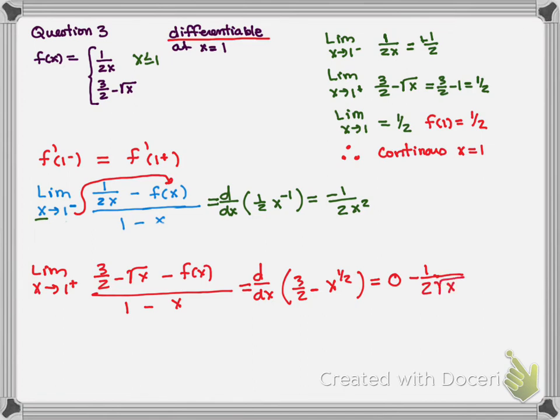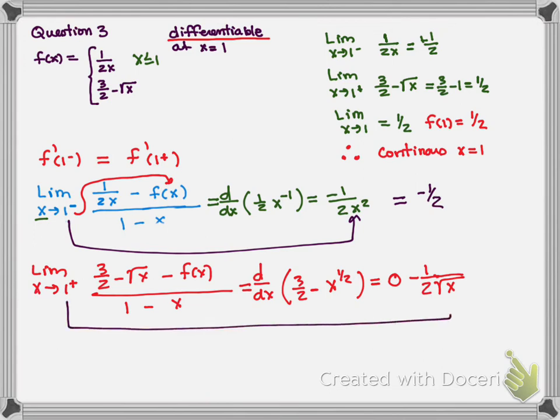And so now we'll plug into both of these. When we plug in a 1 here, we get negative 1 half. And when we plug a 1 in here, we also get negative 1 half. And so we can see, since the derivatives on left and right are both equal to negative 1 half, and we were continuous, we can say, therefore, we are differentiable at x equals 1.